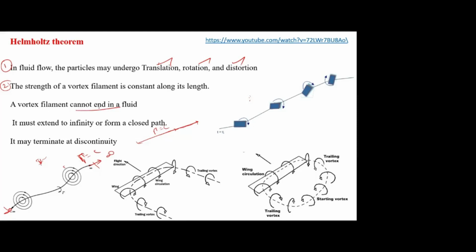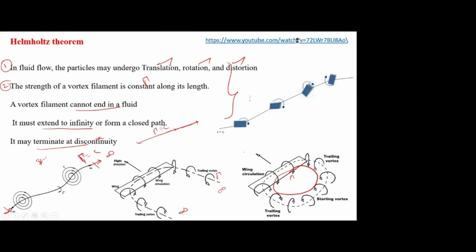If it is not ending in a fluid, then it should extend to infinity distance, or it can form a closed loop. In that case, we can maintain the same strength, or it may terminate if there is a discontinuity. This I will explain. So the first 4 points are clear, right? The strength is constant. If it is constant, it cannot end in a fluid. If it is not ending in a fluid, it should extend to infinity distance, or it must form a closed loop. Is that clear? Yes, sir. The last point, it may terminate if there is a discontinuity.